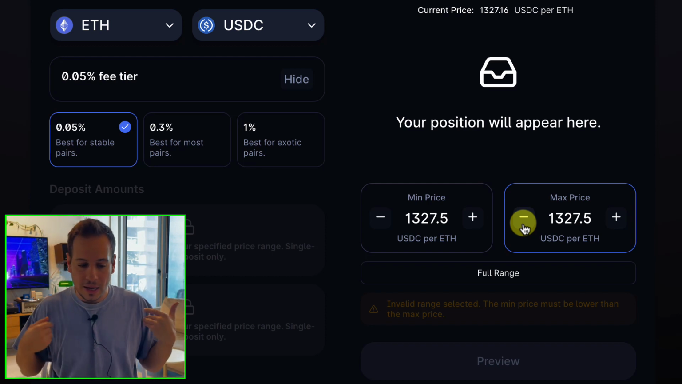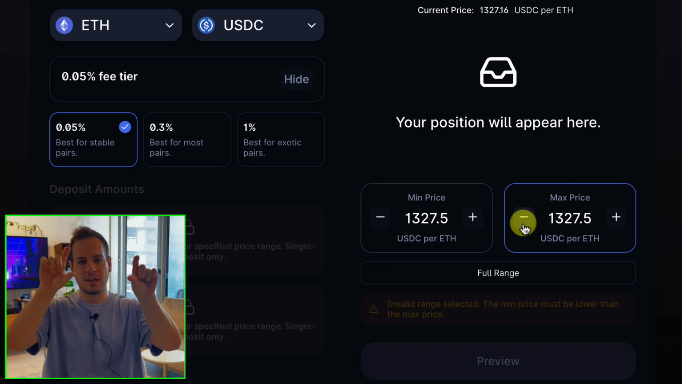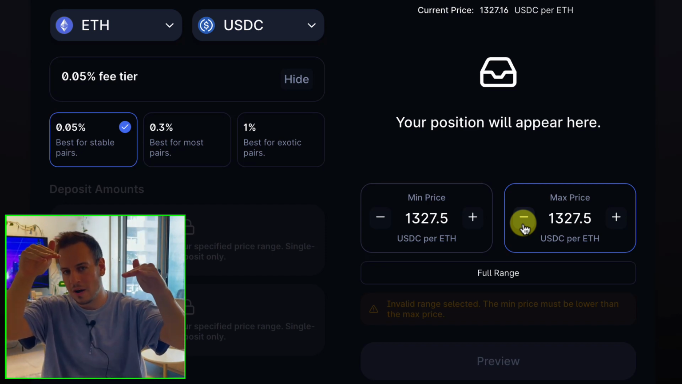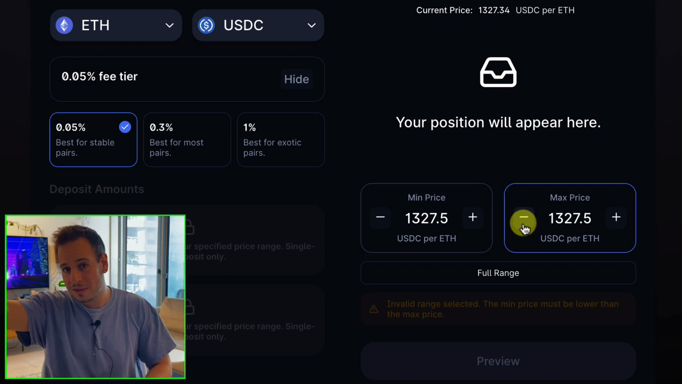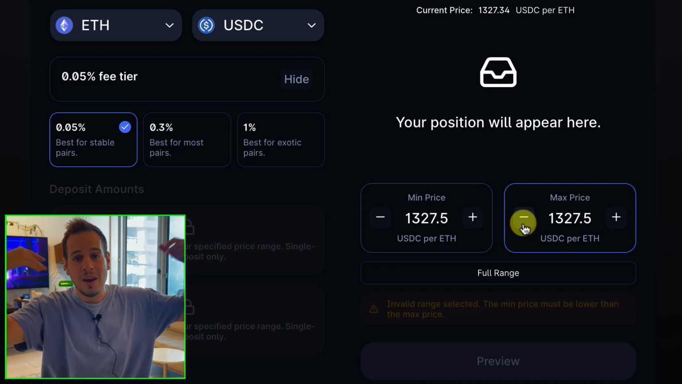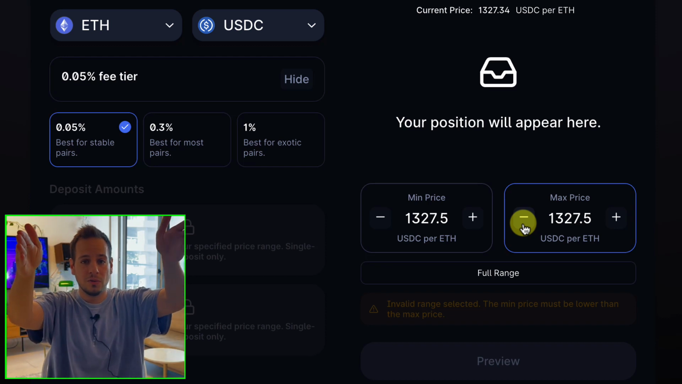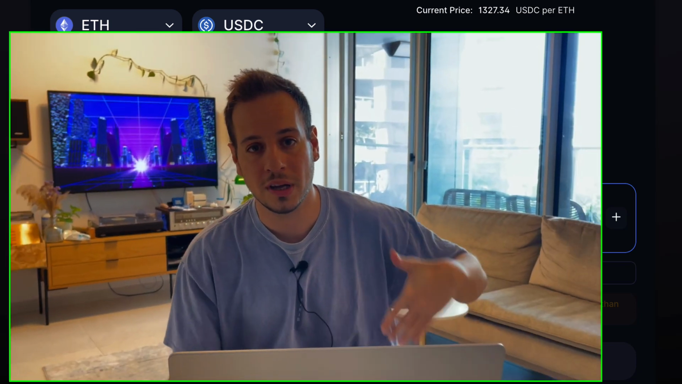So for me, it's a good strategy because I'm willing to take some of my capital and put this kind of limit. So if ETH goes below 1,000, I want to buy more ETH. If it goes beyond 2,000, I want to take profits. I want all my ETH to be converted to USDC. And meanwhile, while it's in the range between 1,000 and 2,000, I earn free money. I earn accumulated fees. My money is working for me. So that's what's great about this strategy.